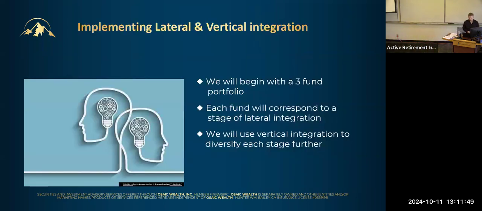So we're going to start with a 3-fund portfolio. We're going to start super simple, 1 fund for each stage, and each one will correspond to a stage of lateral integration. And then we'll move forward and we'll start choosing other funds to put on top of them to further diversify and get those other things that we talk about.